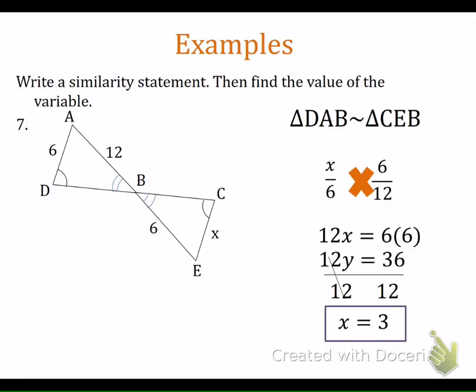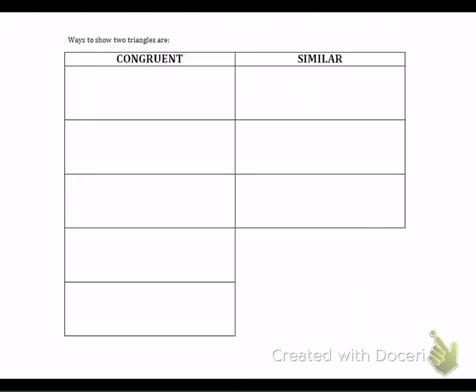What are your questions? All right, so here's just a quick review. How can we show that two triangles are congruent? We talked about them twice already today, and we spent the whole last chapter discussing them. What are the 5 ways you can show that triangles are congruent?